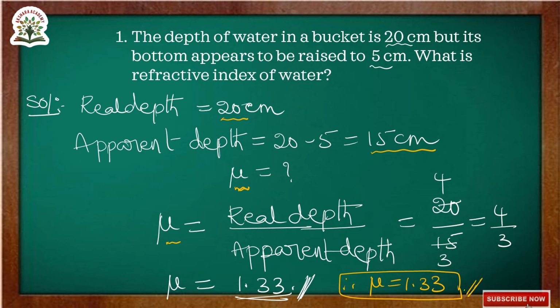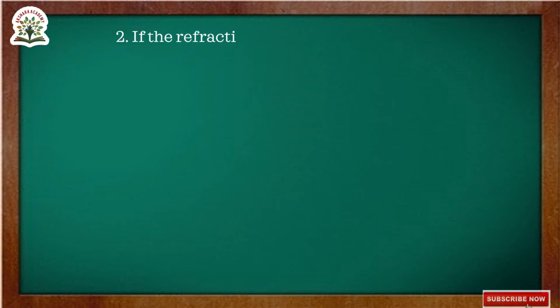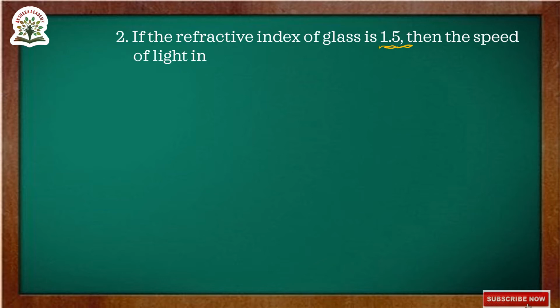Next, let us go to the next question. Second question. If the refractive index of glass is 1.5, then the speed of light in glass is dash into 10 to the power of 8 meters per second. Now they gave the refractive index of glass as 1.5. Here you have to calculate the speed of light in glass. Let us go to the solution.